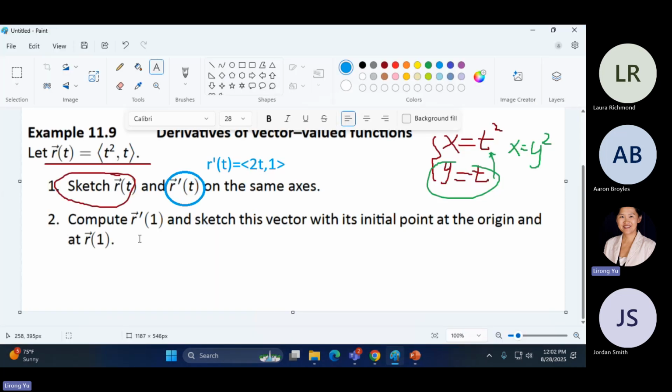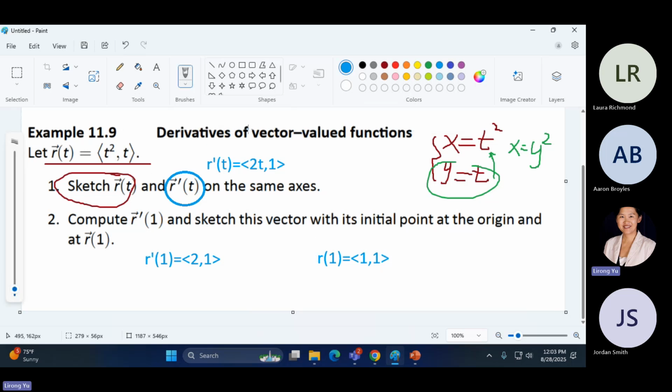And then the second part of the question is to calculate r prime 1 and also sketch r prime 1, and also sketch r of 1. Okay, so r prime 1. Here we have r prime. So t equal to 1 gives 2 times 1, that's 2, and then we got 1. That's this function. And then the vector r of 1 is r, that's 1, and 1. It's too hard to graph them on the same picture.